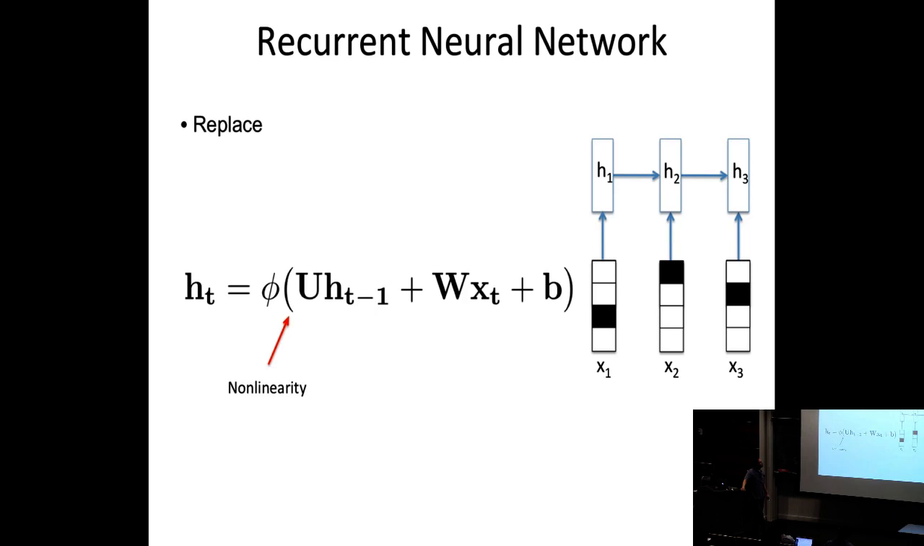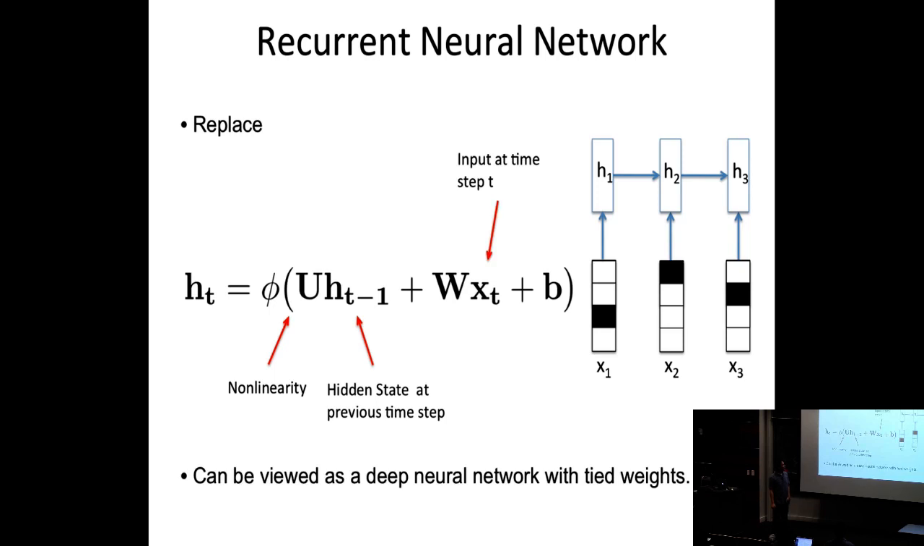So what is a recurrent neural network? Well, you have the hidden state at the previous time step, you have the input at time step t, and you have a nonlinearity, phi, typically tanh or sigmoid. You can also view it as a deep neural network with tied weights, right? Because the input-to-hidden weights are the same and the hidden-to-hidden weights are the same.